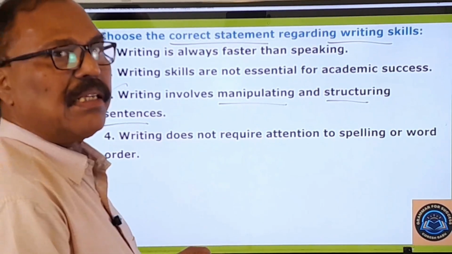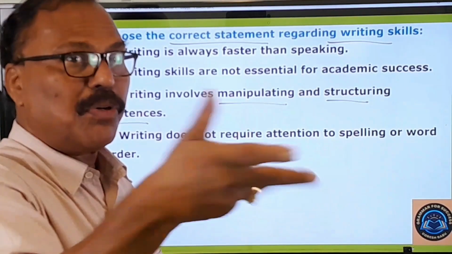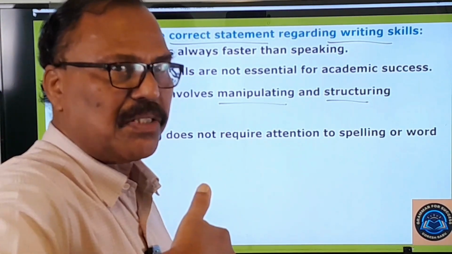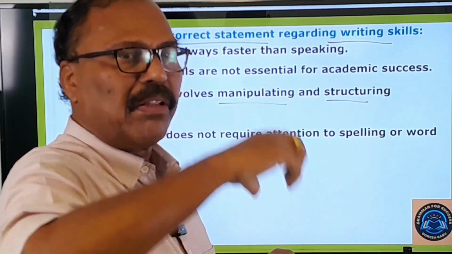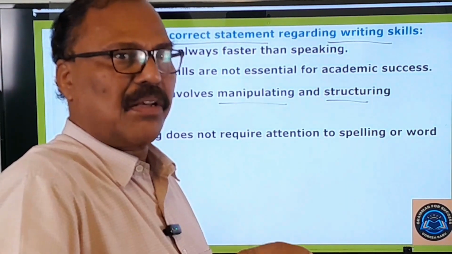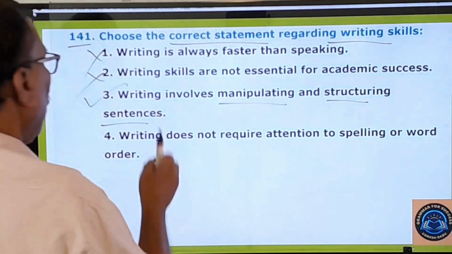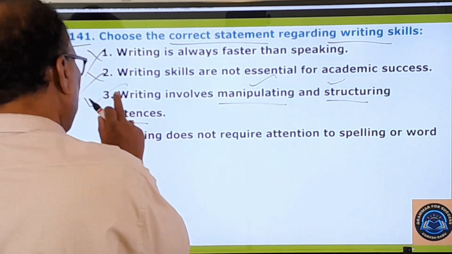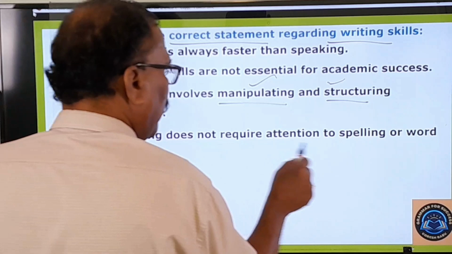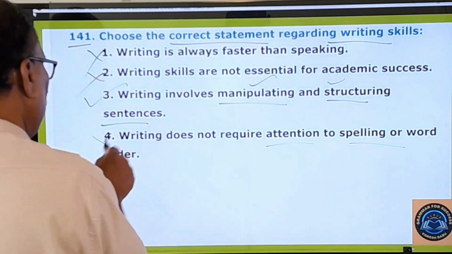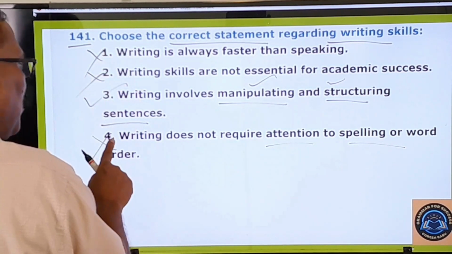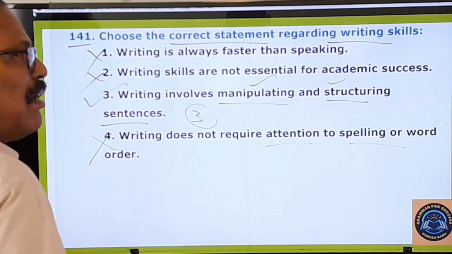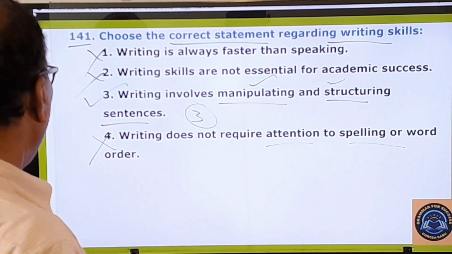You cannot say, I going to college. You cannot say, I am going to college. So if you have writing skills, you learn how to frame the correct structure of the sentence. All these things you know very well. So here, writing involves manipulating and structuring of sentences. This is the only right one. And writing does not require attention to spelling and all. No, it's not like that. So first one, second one, fourth one are wrong. Only the third one is the right option. Now we move on to the next question.